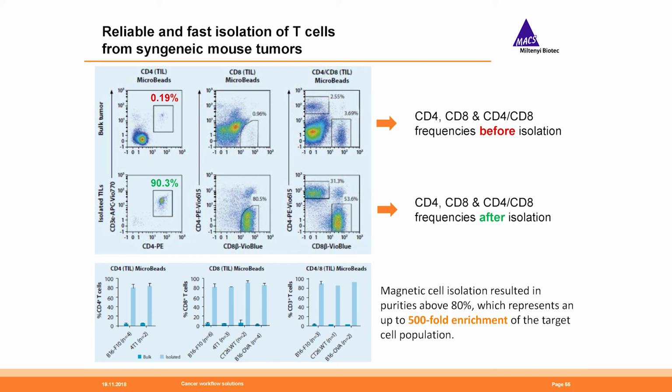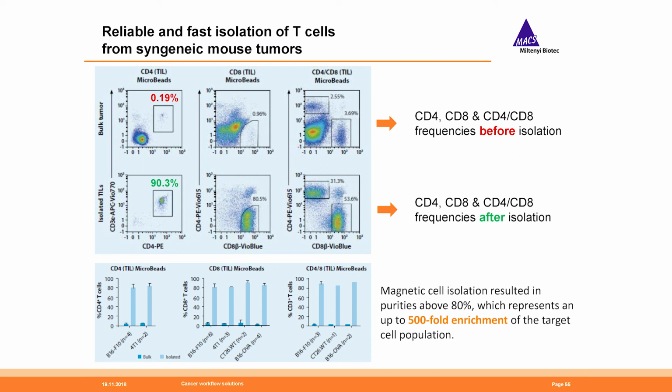So if you're working with CD4 positive cells, for example, you see that you started off with 0.19% within this tumor. And just by doing this 20-minute procedure, you get an enrichment to 90%. So this is a huge increase because now you're looking at a very rare cell.